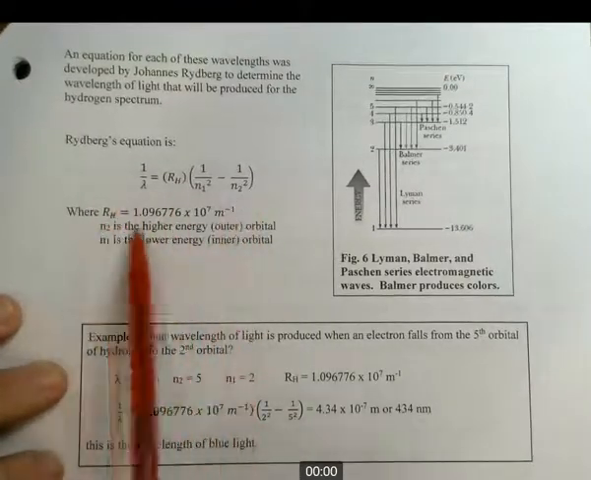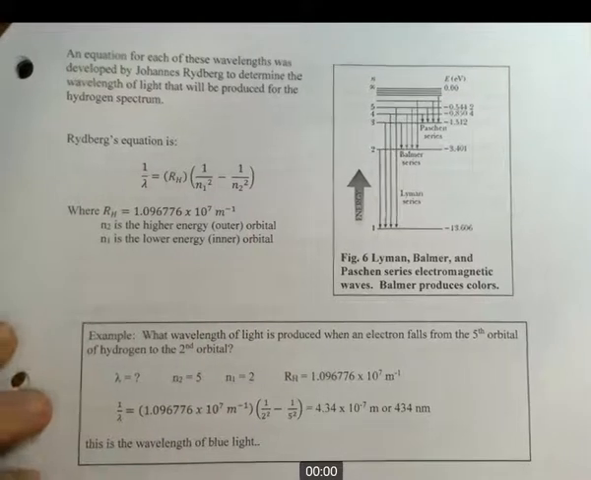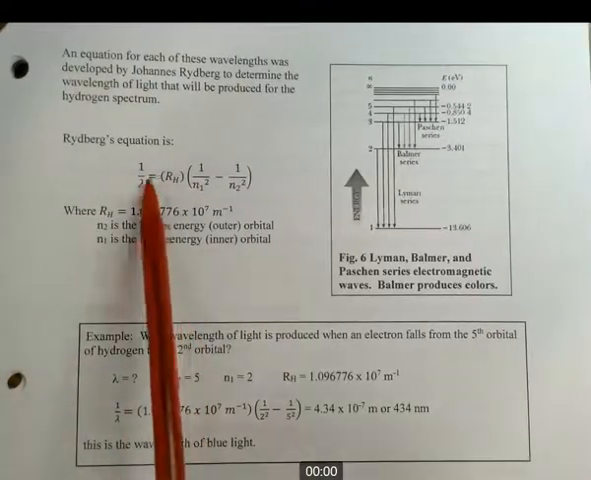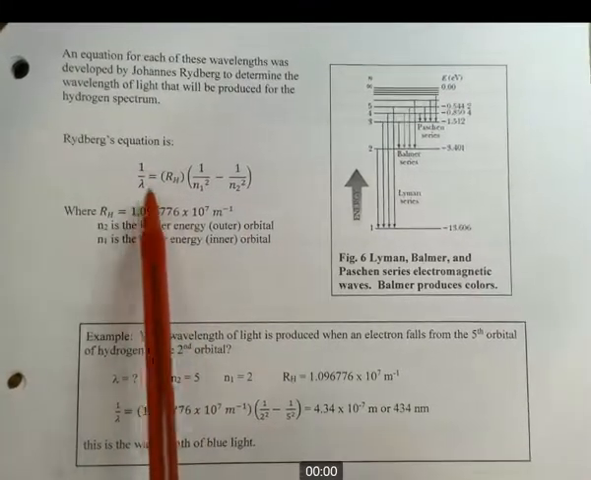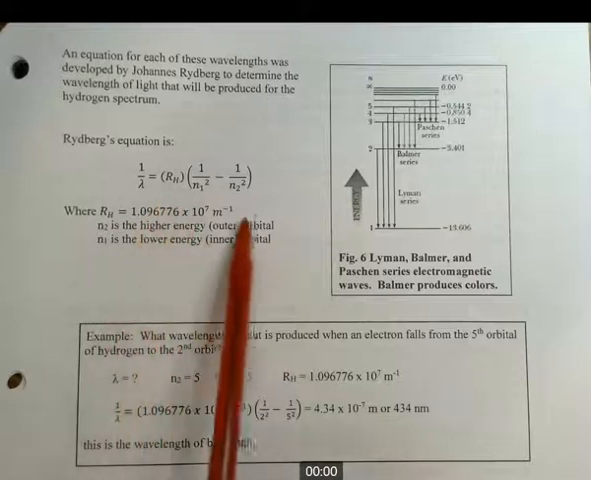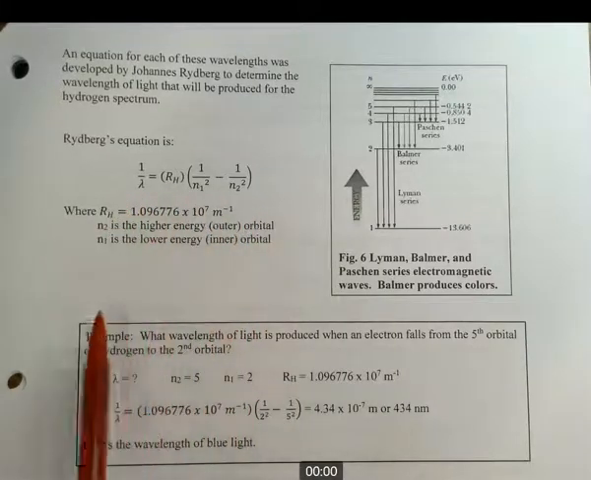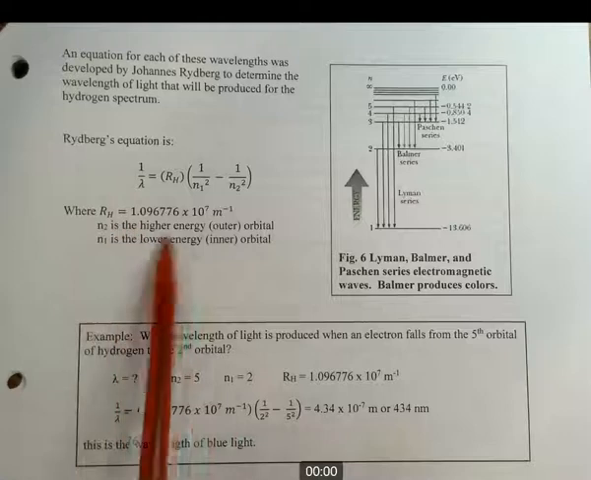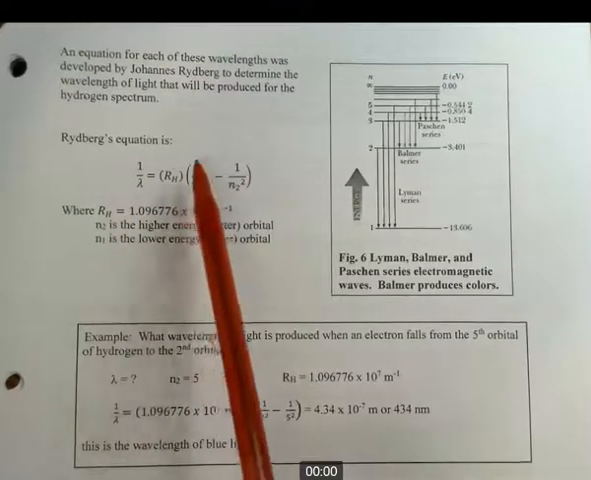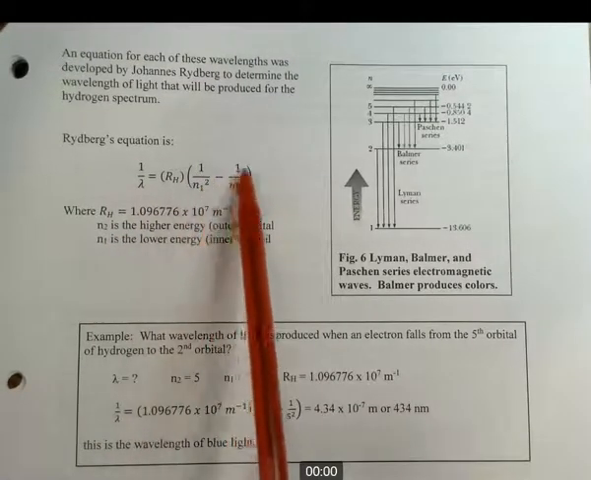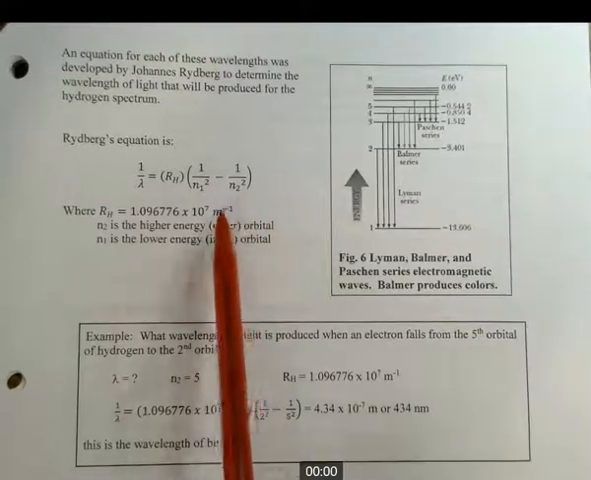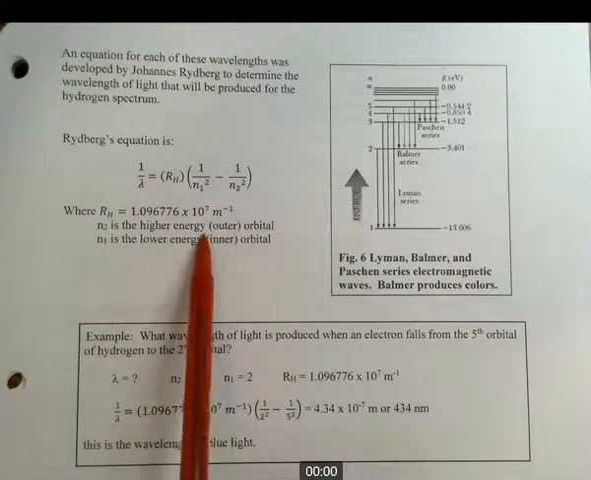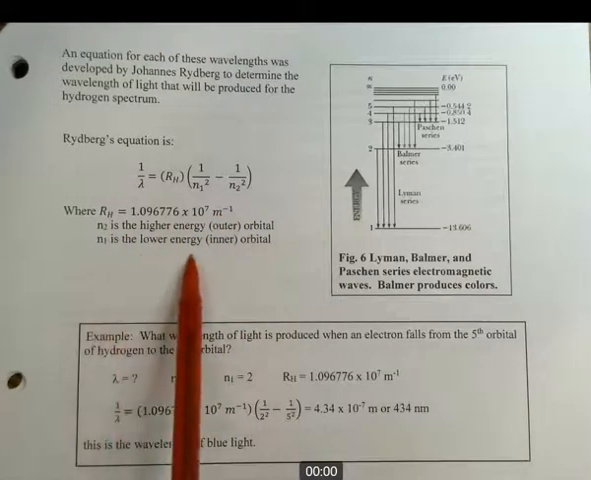All right, so this equation, it looks awful, but it's not that bad if you practice it. You've got to get used to working in scientific notation for this part of the course. So it's saying that 1 over the wavelength of light is equal to the Rydberg constant, and there it is right there, a constant in scientific notation, times 1 over n1 squared minus 1 over n2 squared, where n2 is the higher energy level and n1 is the lower energy level.